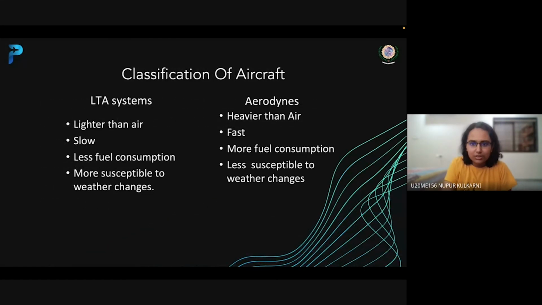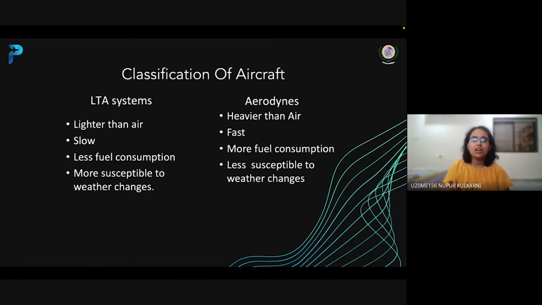So now we'll see a basic classification of the aircrafts. We have two systems, LTA and HTA. LTA means lighter than air type of aircrafts, and HTA, also known as Aerodynes, means heavier than air type of aircraft.